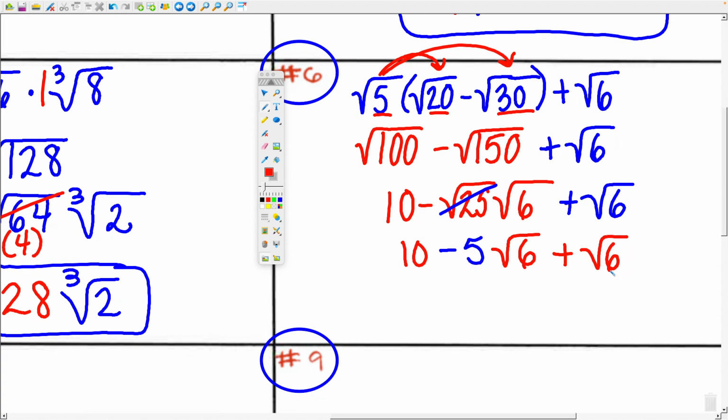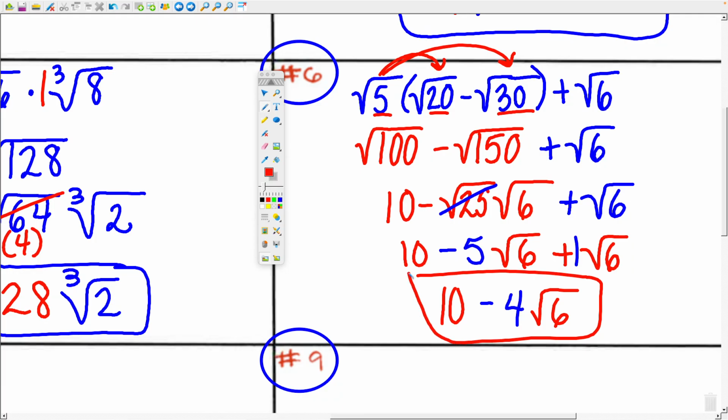When you say add it, technically it's going to be subtracting, but yeah. Because the 10 stays by itself. But then you have to have negative 5 plus 1, because there's an invisible 1 right there, okay? And you get negative 4. And that's going to be on the outside. Leave the radical 6 on the inside. Yes?